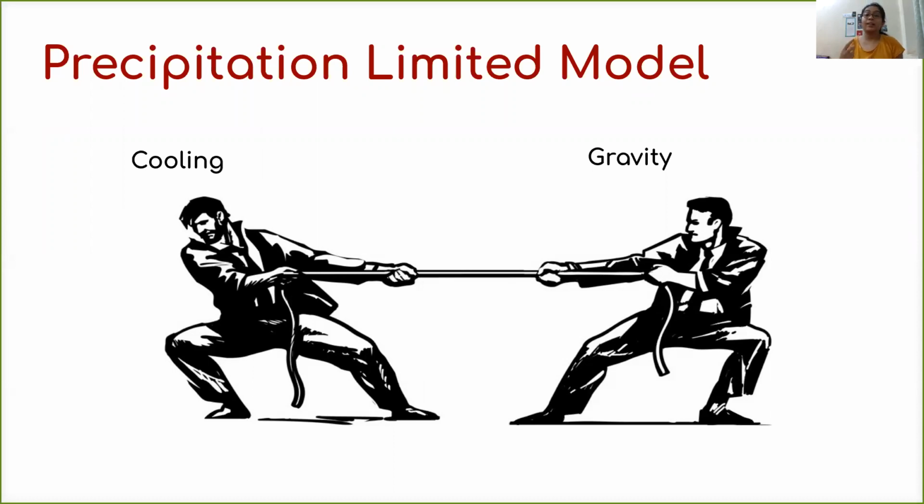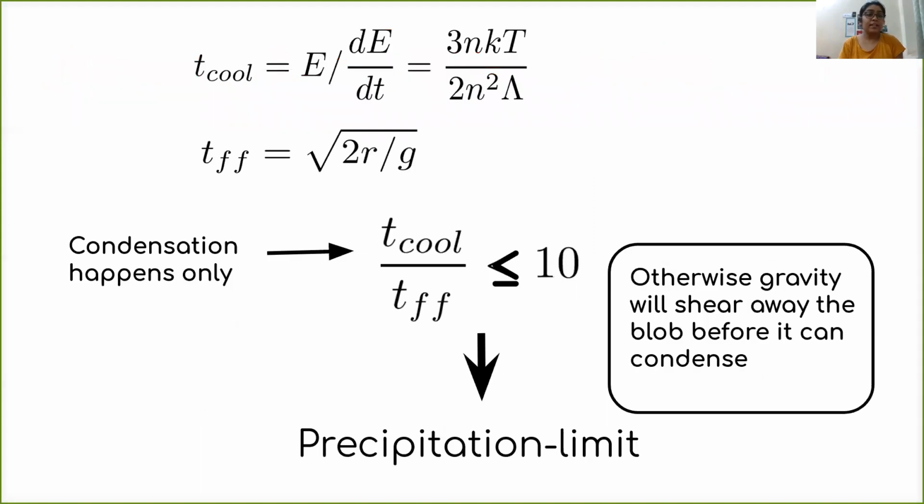There are two main players in this game of precipitation limit. One is cooling, another is gravity. The tug of war between the timescales of these two processes gives us this limit. Recent studies support that there is indeed a threshold value of 10 for the ratio of cooling and free-fall timescale at which multiphase condensation becomes possible.